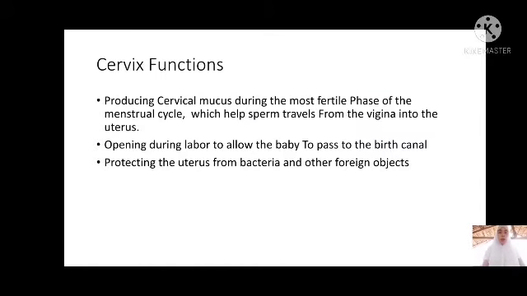So, cervix function. So, yung cervix function, meron siyang three. So, the first is, nagproproduce siya ng cervical mucus during the most fertile phase of the menstrual cycle. Which is, na tumutulong din dito yung sperms travel from the vagina into the uterus. Then, the next is the opening during labor para ma-allow yung baby to pass to the birth canal. Then after that is yung cervix din is nagpo-protect din siya ng uterus from the bacteria and the other foreign object.